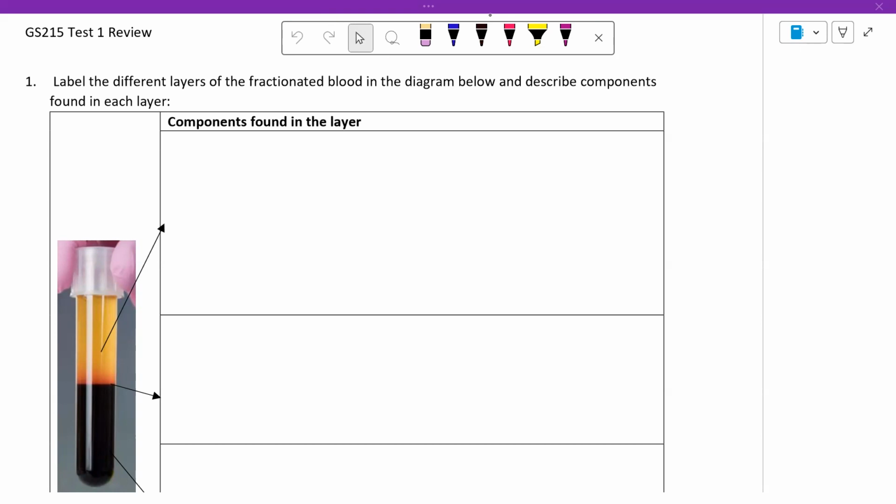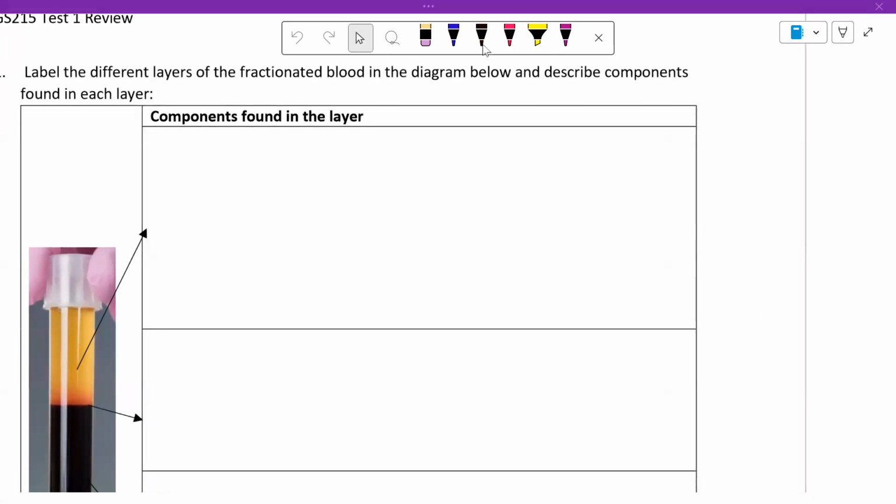All right, so this is blood that has been spun down. What is the top portion here? What do we call that? Anybody? Plasma. The plasma, that's right. So let's write that down. This is the plasma, which makes up approximately 55% of your whole blood. We know it is mostly water.